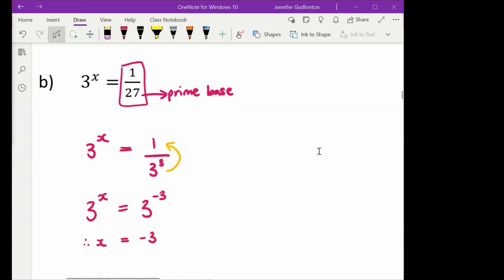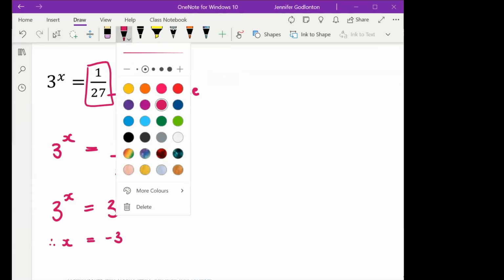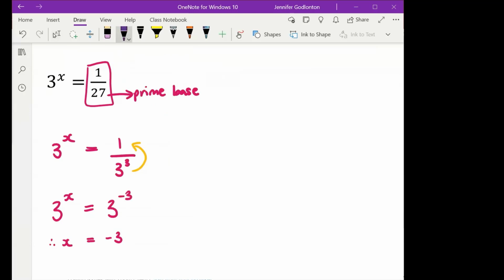Okay, let's try. What can we try with this one? I'm trying to think of what would make this a little bit tougher. Let's try this. Okay, so I want you to try 4 to the 2x is equal to 1 over 8. I want you to think about what we've just done. This is obviously a little bit tougher, but I want you to follow the same steps.